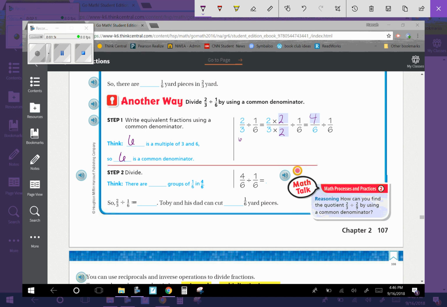Step 2 is to divide. Think that there are 4 groups of 1/6 in 4/6, because 1/6 plus 1/6 plus 1/6 plus 1/6 equals the 4/6, which is what we're trying to find. So 4/6 divided by 1/6 equals 4. So 2/3 divided by 1/6 equals 4. So Toby and his dad can cut 4 1/6 yard pieces.